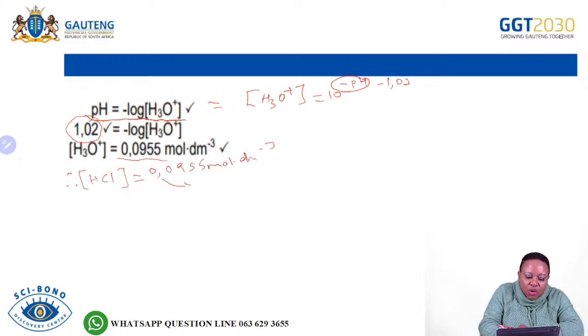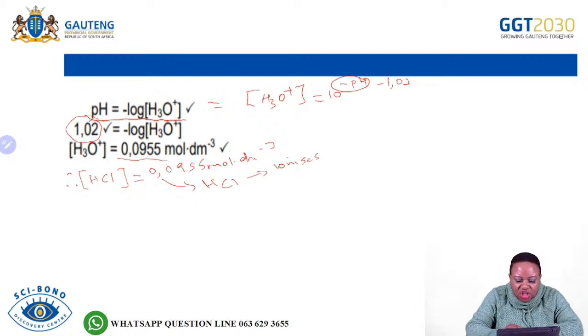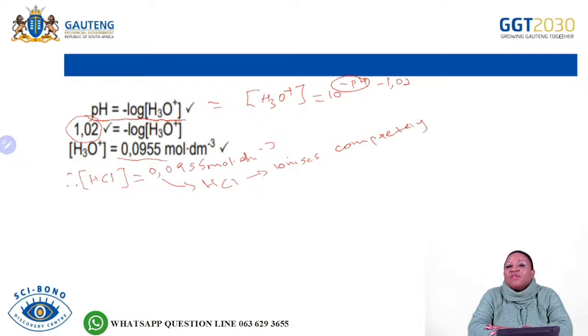And the reason we know is because HCl ionizes completely, so its concentration is the same as the concentration of the ions that are going to be formed after ionizing. So now we have the concentration of hydrochloric acid. Now let's look at the second question.